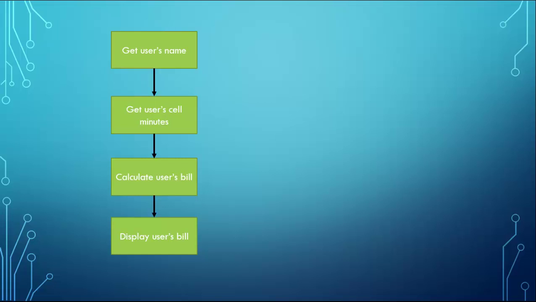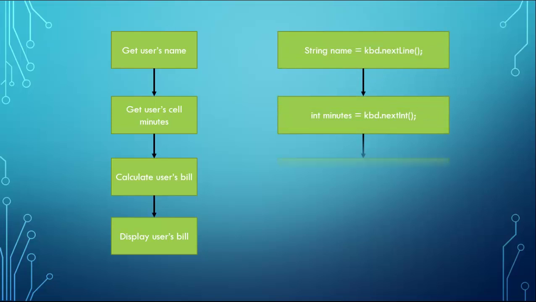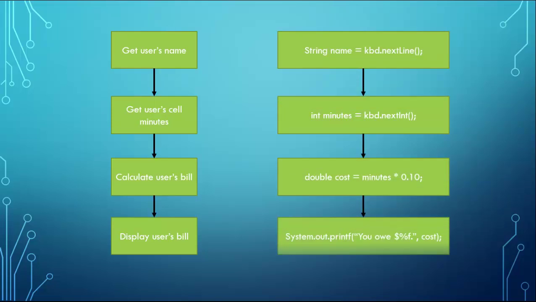It calculates their bill, that would be 10 cents times the number of minutes they used, and then it displays that total. We take the flow chart and we can turn it into code, and I'm leaving out a few lines here to get the scanner set up and things like that, but we're getting the name, that's keyboard.nextLine, the number of minutes with nextInt. We're calculating the cost, the number of minutes times 10 cents or $0.1, and then we're printing out the cost when we're done.